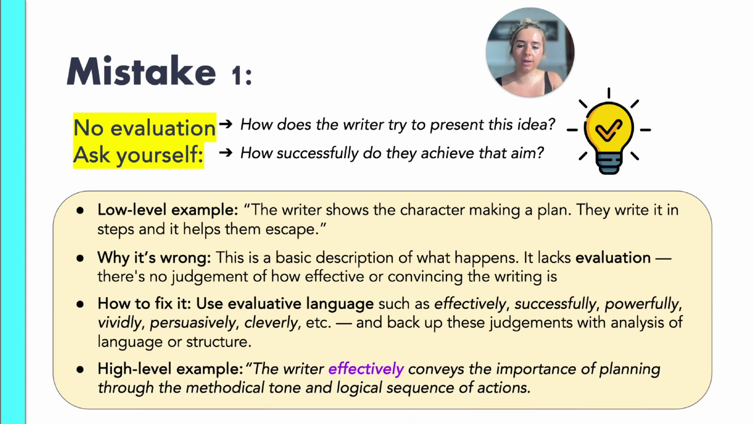And a high-level example would be: the writer effectively conveys the importance of planning through the methodical tone and logical sequence of actions. Done. Easy. I've evaluated. Because what I've done is see out of 10, how well have they done it? And I'm just using my evaluative word. In saying the writer is an 8 out of 10, I've said the writer effectively does it. Then I've explained it. Now, you can argue why they're ineffective as well, but it's always easier to try and agree with the statement. Normally, it's set up in a way for you to agree with it.